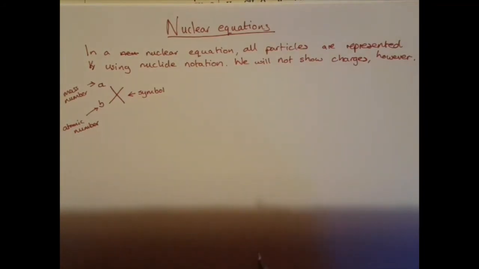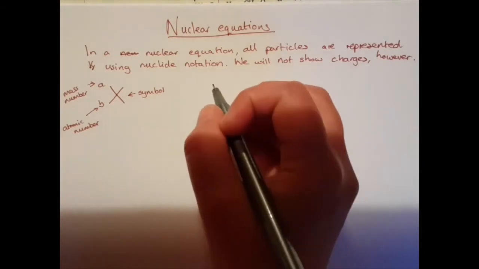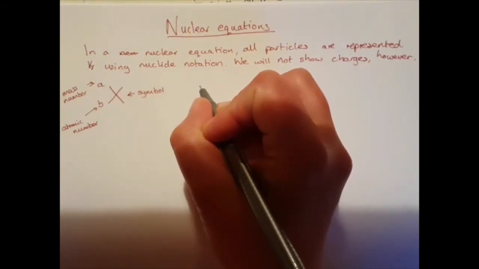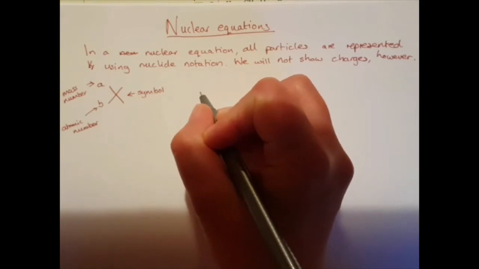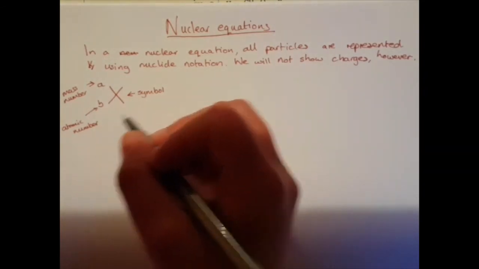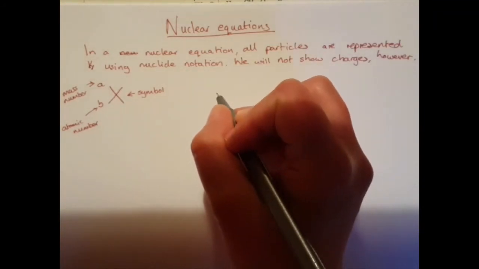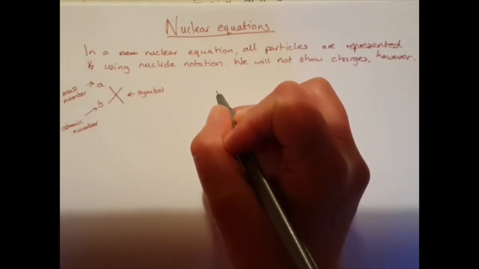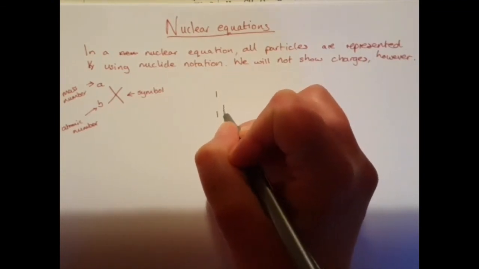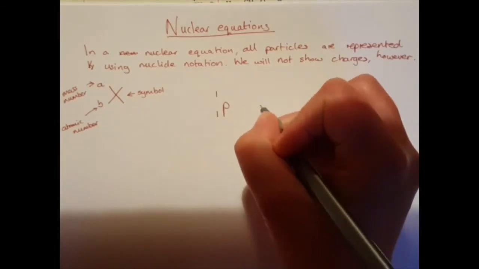So first thing is going to be to write down the nuclide notation for some things you might not know about already. So we're going to write down the nuclide notation for a proton. A proton, remember, has a mass number of 1, and if it was a single proton on its own, it would also have an atomic number of 1, because hydrogen, which has 1 proton, has an atomic number of 1. So the symbol for a proton is going to be 1, 1, p.